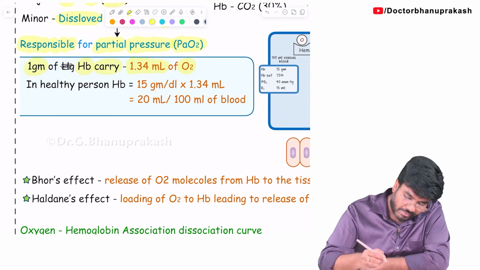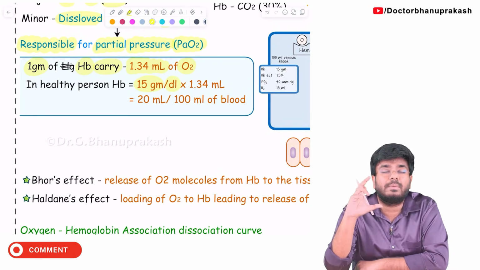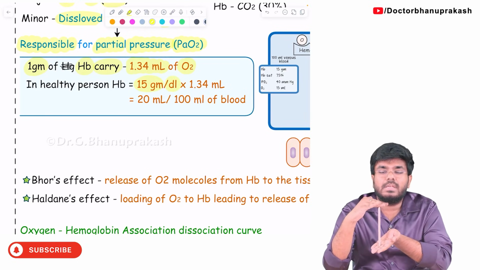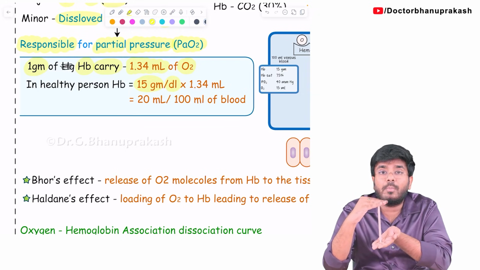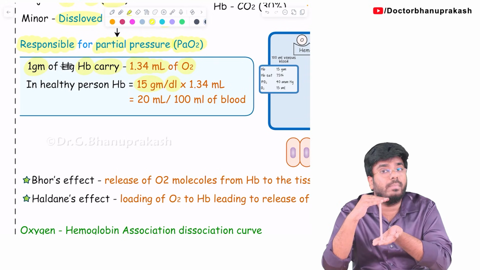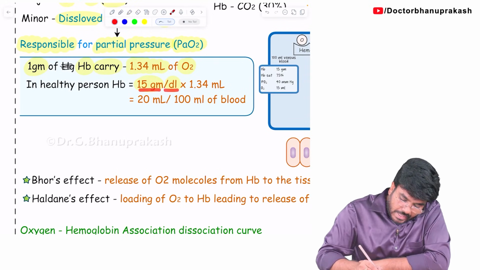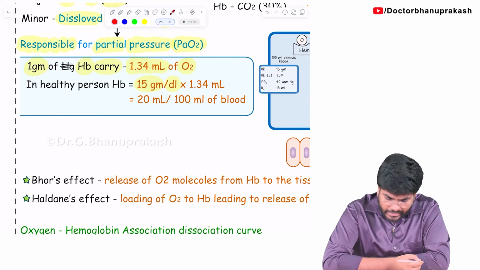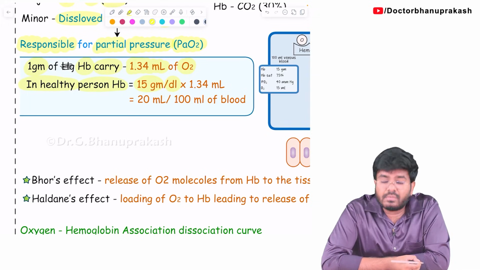It means I'm having 15 grams of hemoglobin in every deciliter. Deciliter means 100 ml. So imagine I'm taking a 100 ml bottle. In this 100 ml of blood, how much hemoglobin is present? 15 grams of hemoglobin present. So always remember, in 100 ml of your blood, 15 grams of hemoglobin will be present. So that is 15 grams per deciliter. Okay, fine. So that's what I have written here: in a healthy person, 15 grams per deciliter.